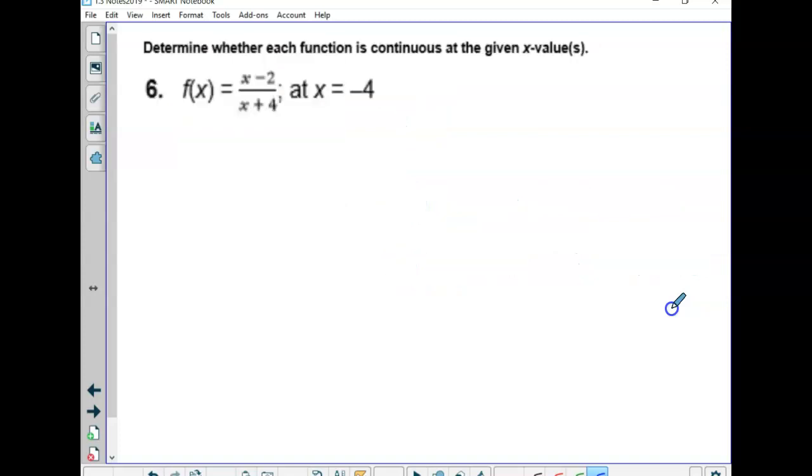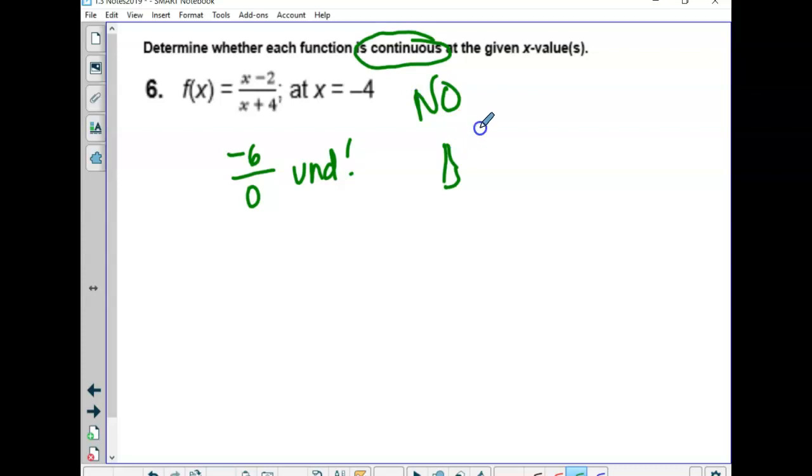This is back to a different question, guys. It's a yes or no. Is it continuous at -4? Do we have to graph it to find out? No, because when I put a -4 in, I get -6 over 0, undefined, so it is discontinuous. Or it's just no, it's not continuous. It's a yes-no question on the quiz.